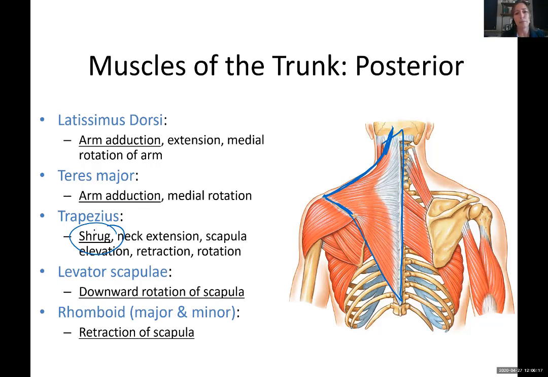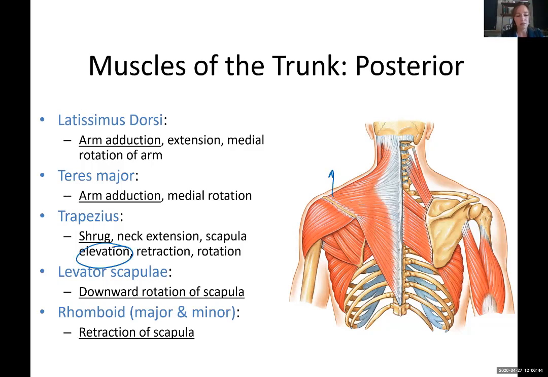Shrug is kind of a bad term. That's not a very good anatomical term. So let's say elevation of the shoulders. It also does retraction, because it can pull this way as well. And because it lifts up here, it can also rotate your arm forward. But let's make life a little bit easier and stick with one main thing that it does, and it's going to cause elevation of the shoulders.